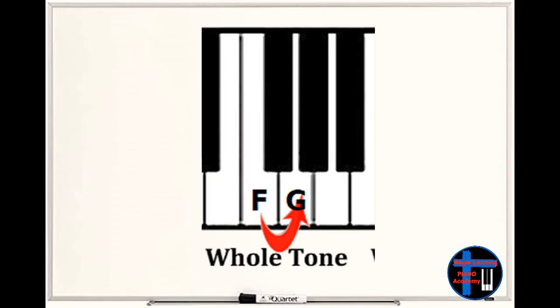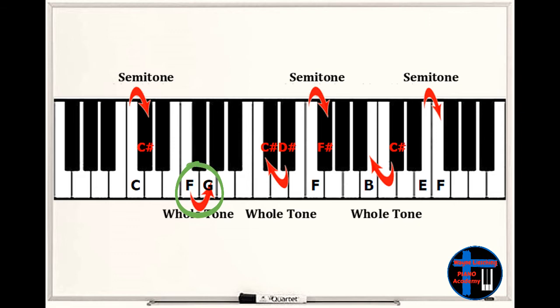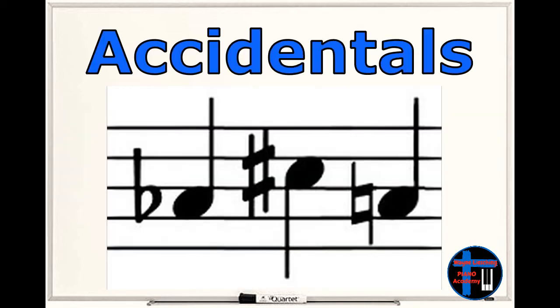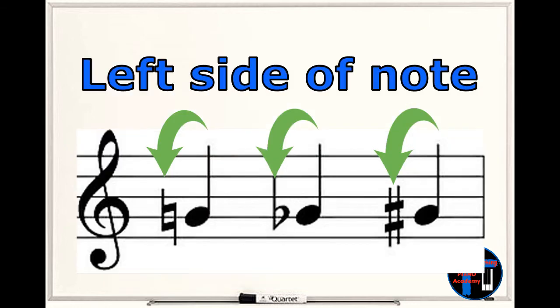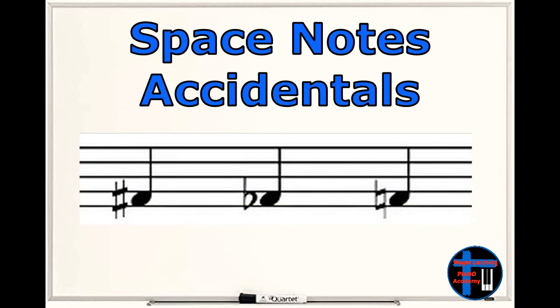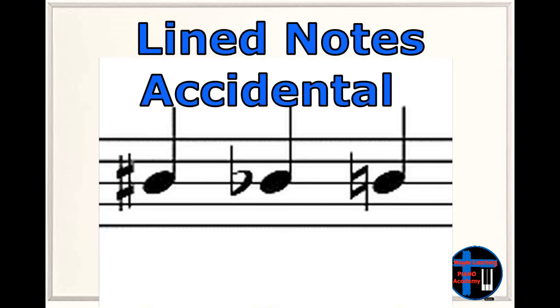A whole tone is 2 notes on the keyboard directly next to one another with 1 key in between. Example, between F and G, or C sharp and D sharp, or B and C sharp, we find a whole tone. Always write the accidental on the left side of a note, closest to the note that it belongs to. If the note is in a space, then write the sharp, flat, or natural also in the space. If the note is on a line, then write the sharp, flat, or natural also on the line.